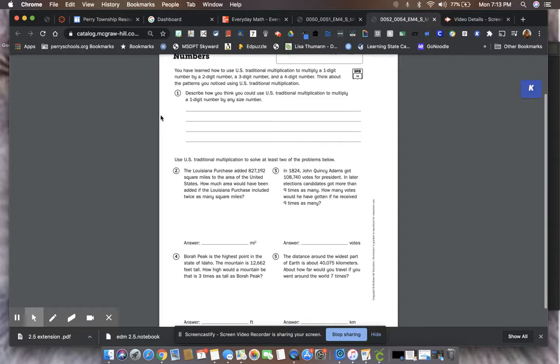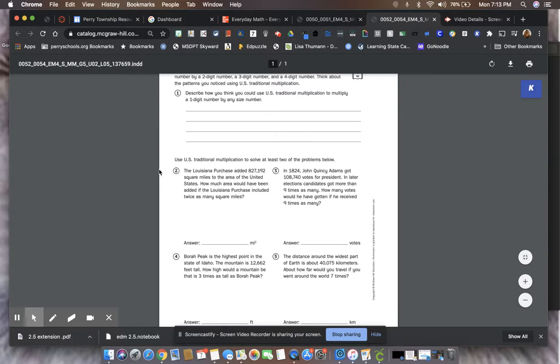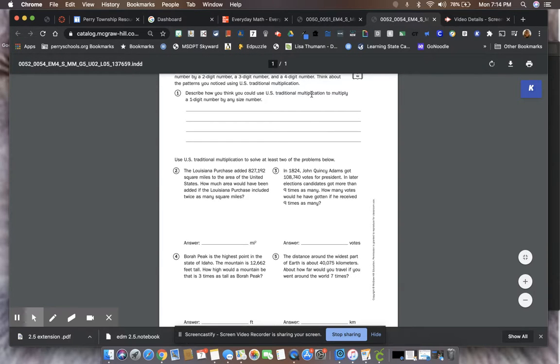So it says you have learned how to use US traditional multiplication to multiply a 1-digit number by a 2-digit number, a 3-digit number, and a 4-digit number. Think about the patterns you noticed, and so you should be able to use this activity to help you. Describe how you think you could use US traditional multiplication to multiply a 1-digit number by any size number. So anything, 4-digit, maybe 6-digit, 8-digit. So you'll want to type in your answer for that.